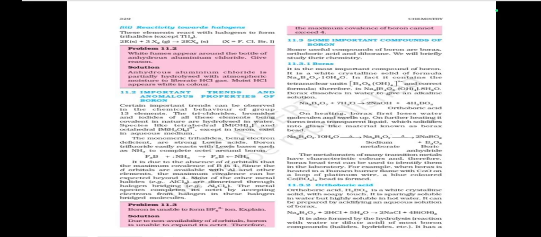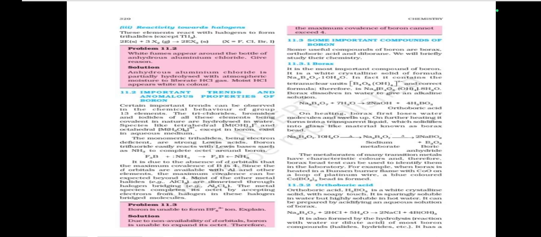Important trends and anomalous properties of boron. Certain important trends can be observed in the chemical behavior of group 13 elements. The trichlorides, bromides, and iodides of all these elements, being covalent in nature, are hydrolyzed in water. Species like tetrahedral [M(OH)4]- and octahedral [M(H2O)6]3+, except in boron, exist in aqueous medium.